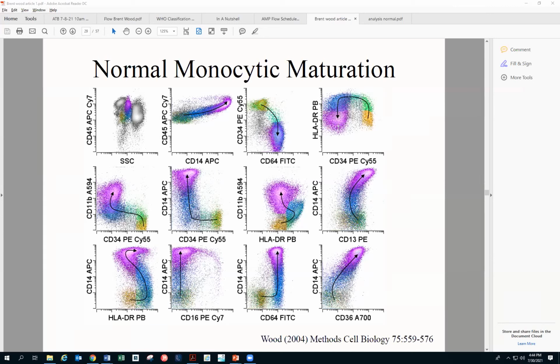Coming to HLA-DR, HLA-DR is more of a reverse U sign. I mean, you don't need to remember these signs, because I would say remember the Rajeshwari signs, because those are the ones that will help you in your lab. But this is just for basic understanding. So again, the blasts will be CD34 positive and HLA-DR dim, and then it increases.